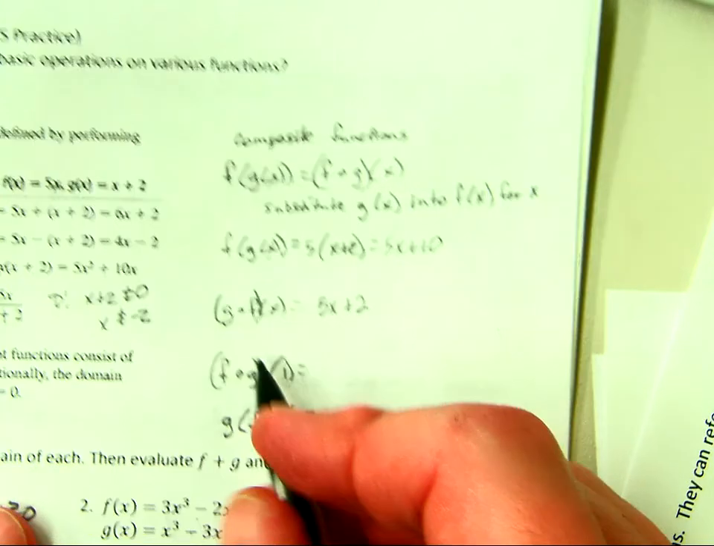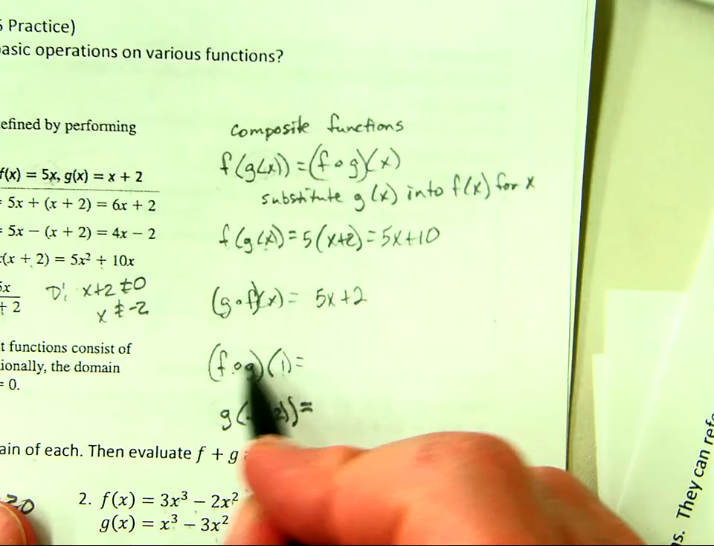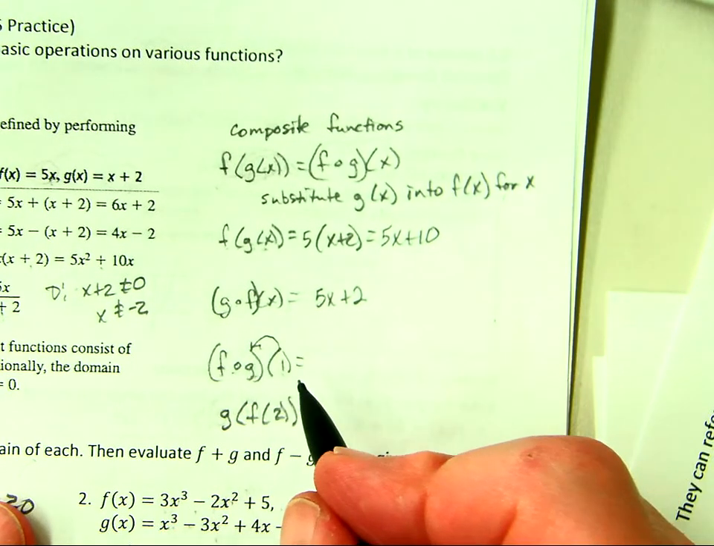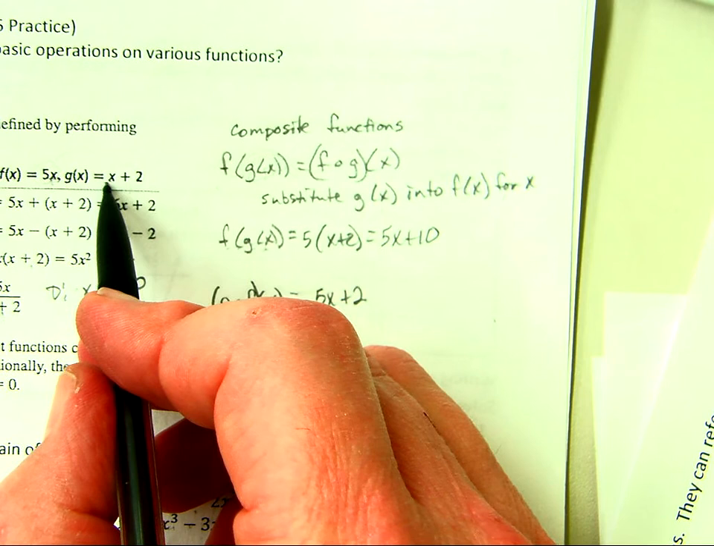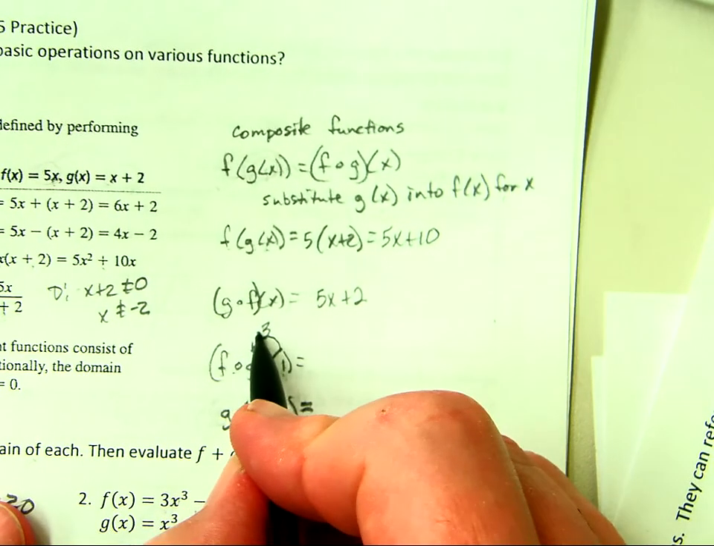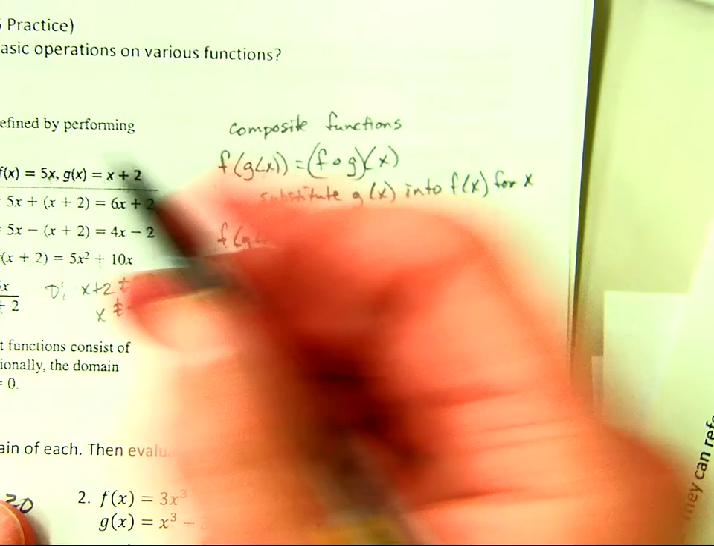If I ask for this, this is read f of g of 1. You can work your way from the end back to the beginning. So first we plug 1 into g. Well, if you plug 1 into g, 1 plus 2 is 3. Now we plug that into f. So we put a 3 in here. 5 times 3 is 15.